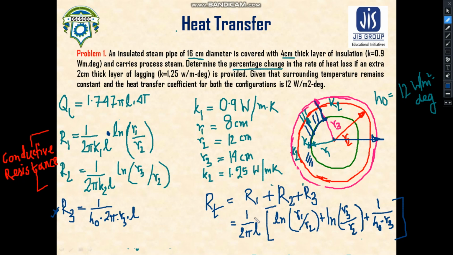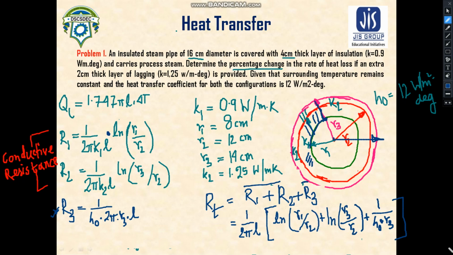So this is your convection resistance, and now we need to sum it all. Here you can see that we have summed up all the resistances. Two of them are conductive and this one is convective. So ultimately, putting the values, we can take 1 by 2 pi L as common, and you can put the requisite values and get the net thermal resistance.